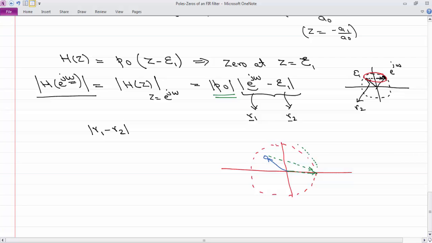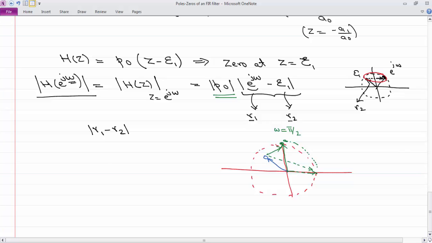Let's say I get interested in frequency omega equal to pi by 2. So my vector is this, and the difference vector is this part. Right? Now my difference vector has shrunk. And why has it shrunk? The length of the distance vector has shrunk because I'm getting closer to the 0.